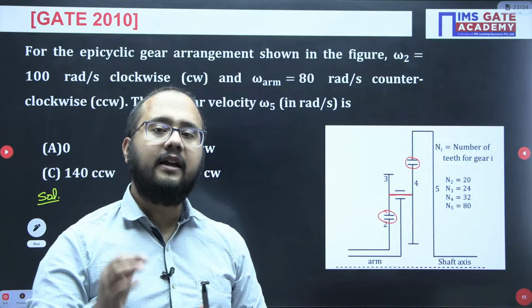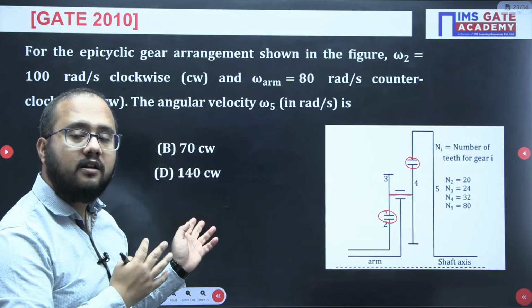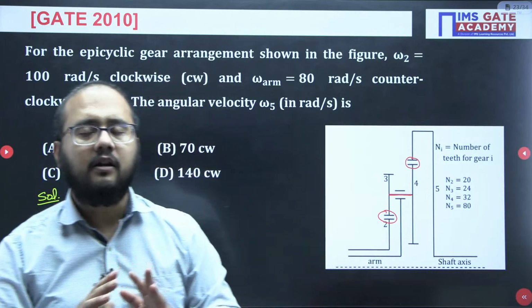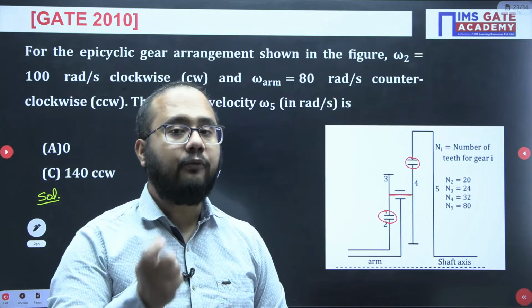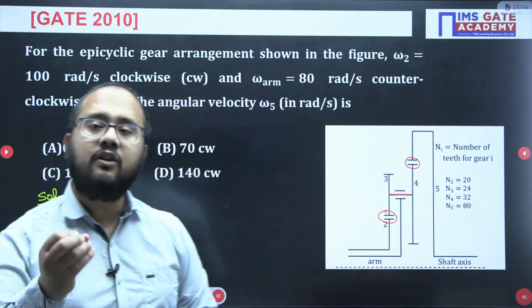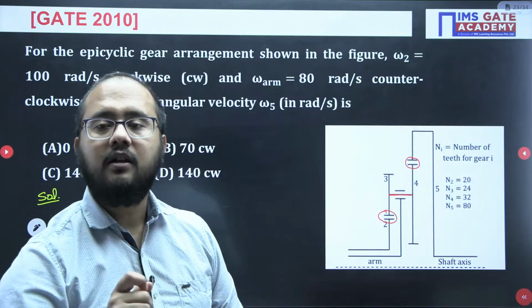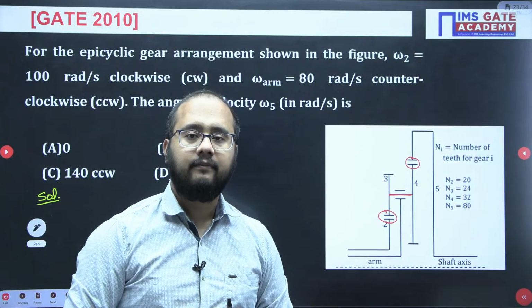Speed of rotation of gear 3 and 4 will be the same. That point is not mentioned in the question, but if you closely observe the gear train, it will be very easy to find out. Otherwise, it is not given in the question. If you are not able to find it from the diagram, you will not be able to solve the question, because that information is very important to solve it.